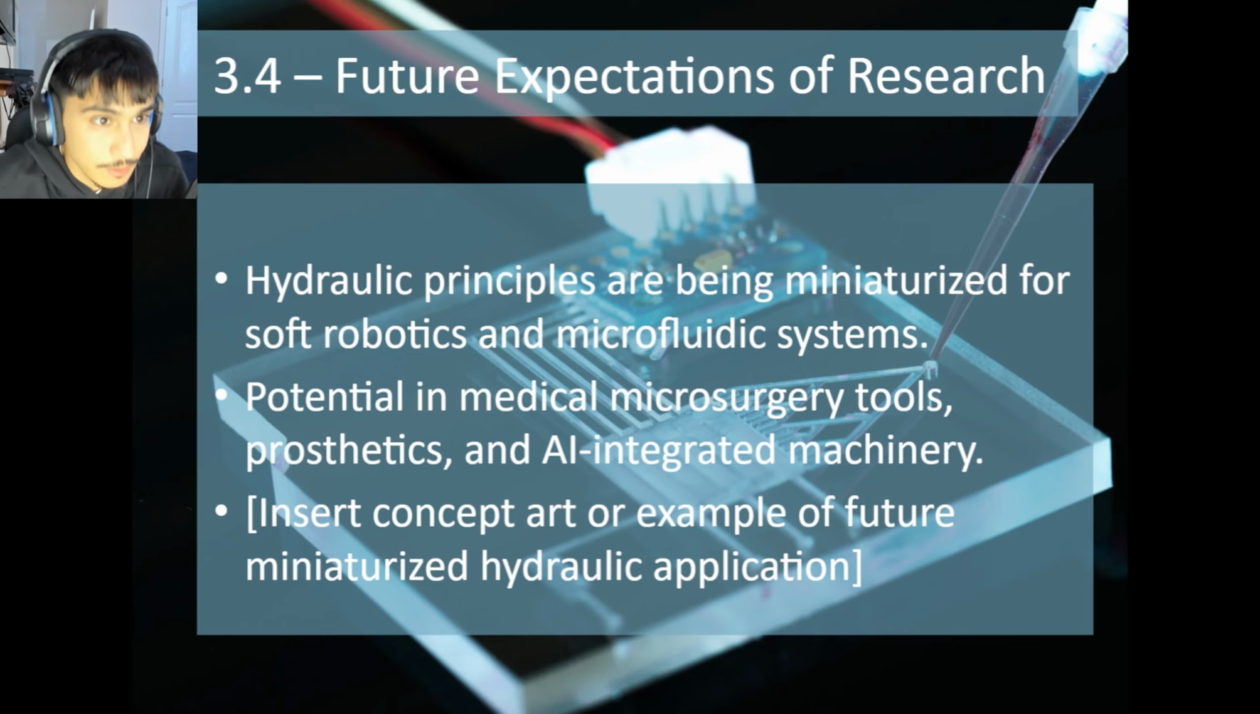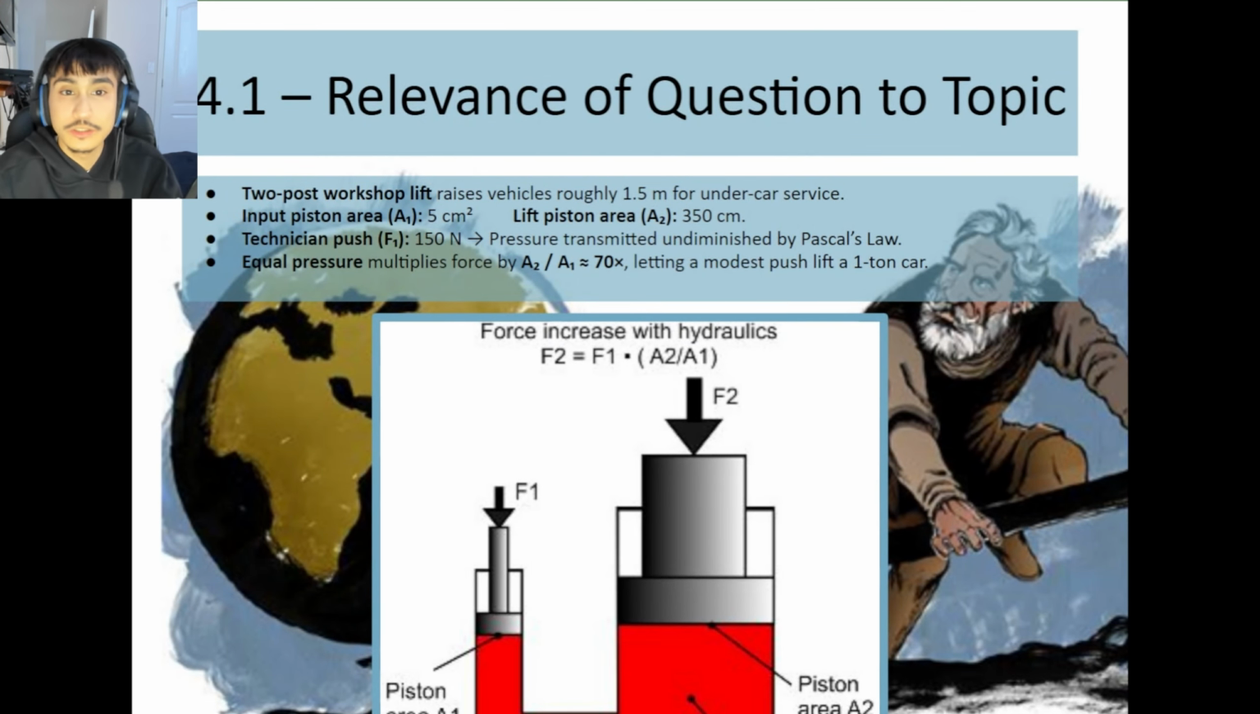So, for our next slide, we have relevance of question to topic. Our example problem directly uses Pascal's law. It calculates how an applied pressure on one piston translates to the force application to another. So it says, a two-post workshop lift raises vehicles roughly 1.5 meters for under-car services.